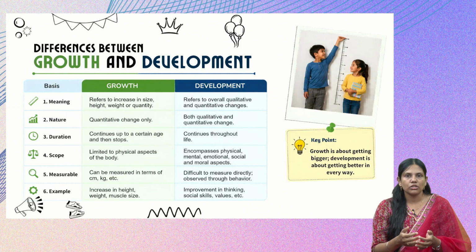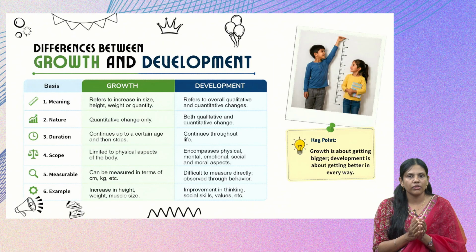Examples of growth include increase in height, muscle and weight. But in development, we see improvement in thinking skills, social skills, values, also critical thinking. All of these come under the developmental aspects. These are a few differences between growth and development. Also, one more point I wanted to make clear is that development is not reversible. It is irreversible. Once the change has happened, it is not reversible. That means once you have grown taller, you will not be coming back.